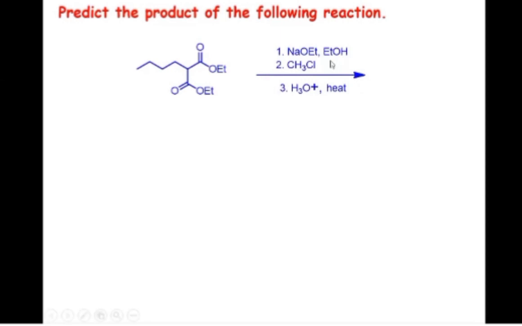See, in the first step, what is given? Sodium ethoxide, ethanol. But first of all, you should know the reactivity of this particular substrate, because the structure is given, and you should know its reactivity against base catalyzed reaction. This sodium ethoxide will form a carbanion over here, and once carbanion formation takes place, that carbanion will react with methyl chloride. Methylation takes place over here. Then, step C, after methylation, hydrolysis under acidic condition followed by heat.